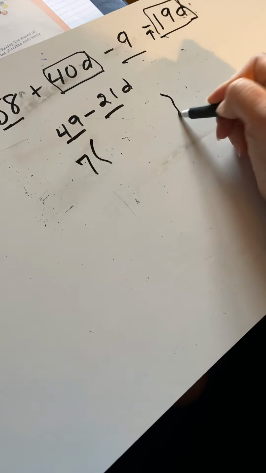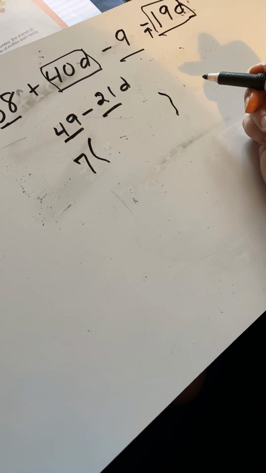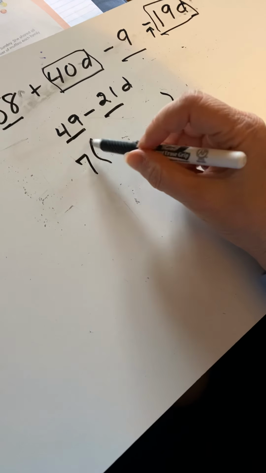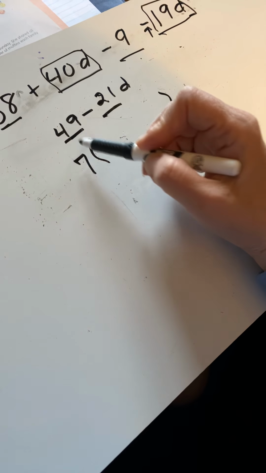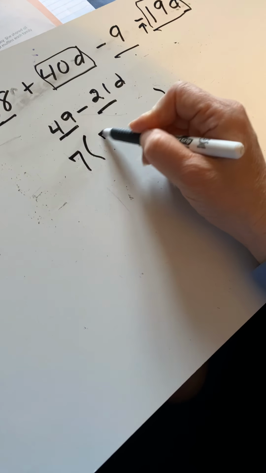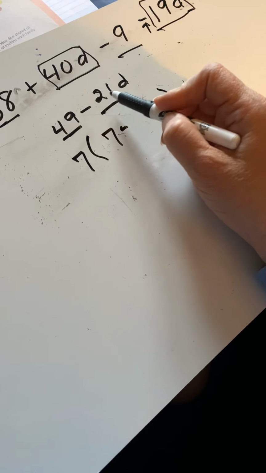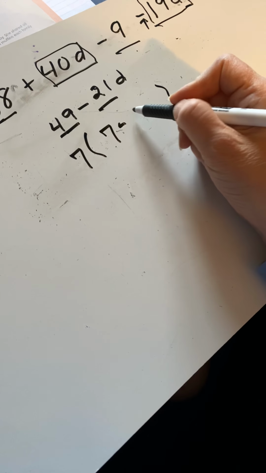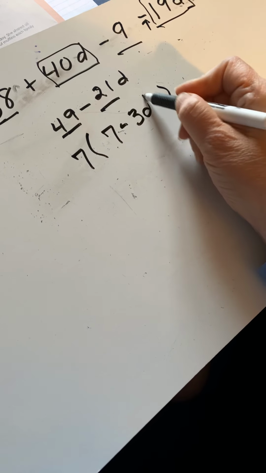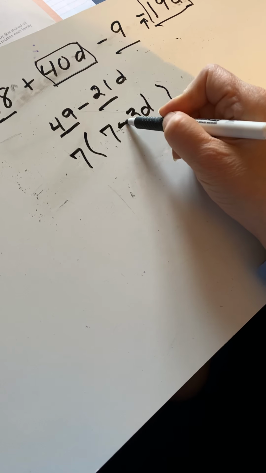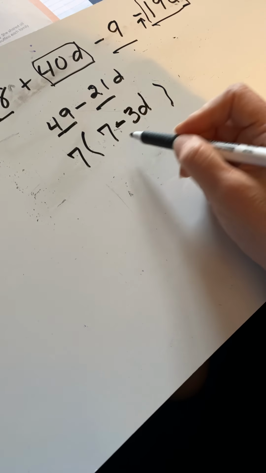I'm going to put a placeholder for my parentheses, and then I'm going to think, 49 divided by 7, 7. I'm going to keep my sign the same. 21 divided by 7 is 3, and I have to remember that's a term of D. So now I have factored.